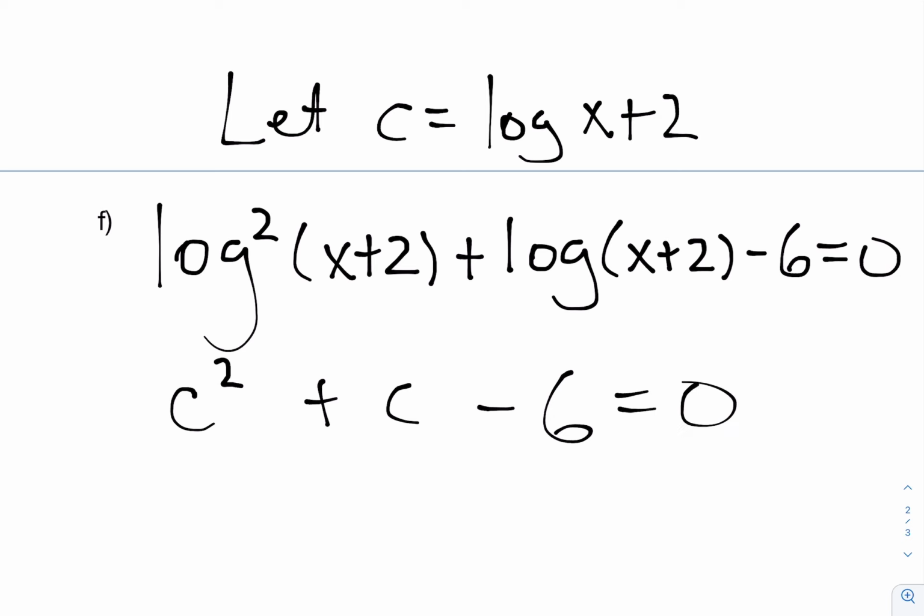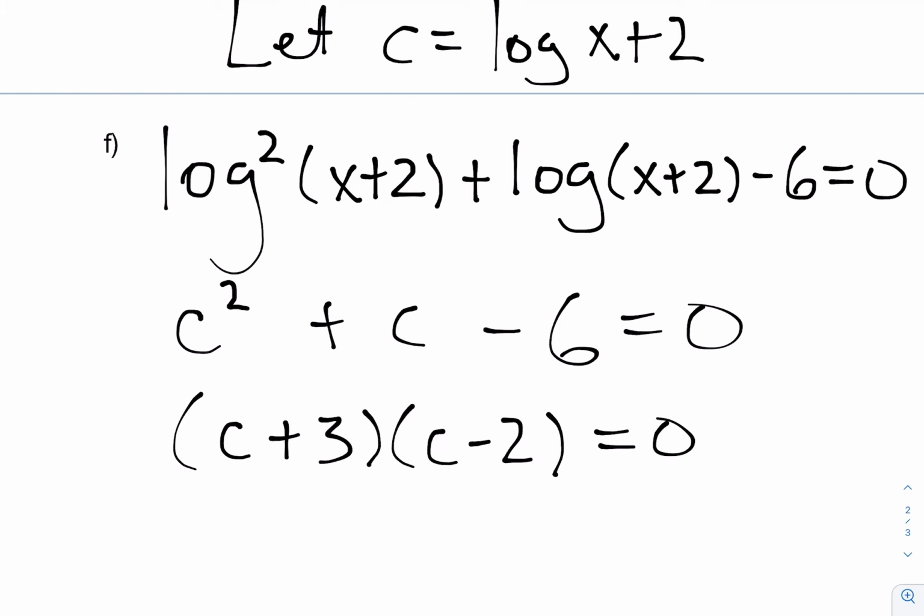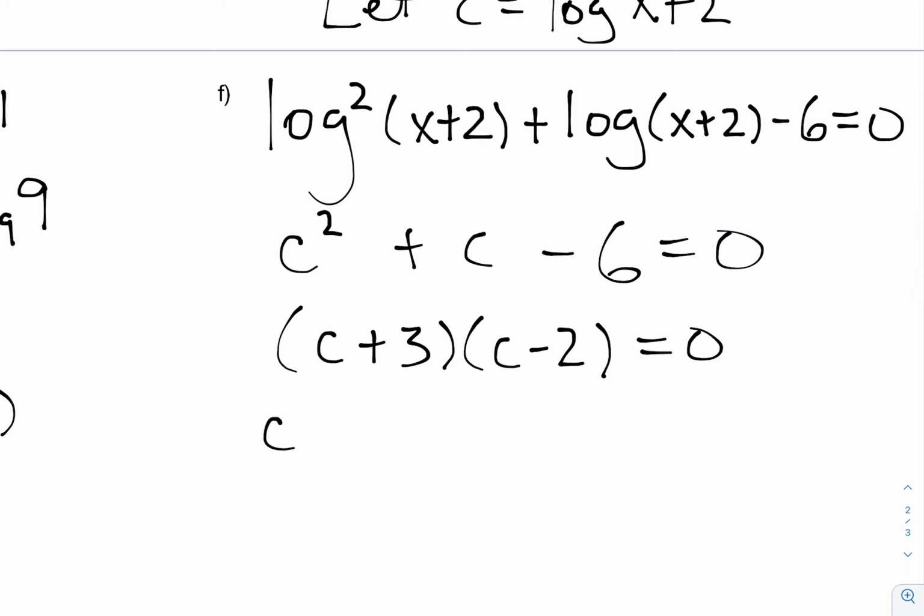Remember, this is something we can factor. So if we factor this, we need two numbers that multiply to negative 6 and add to positive 1. We get C plus 3, and C minus 2, perfect, equals 0. Well, now we know C must equal negative 3. C must equal positive 2. I don't need to write the plus, I'll just write 2.